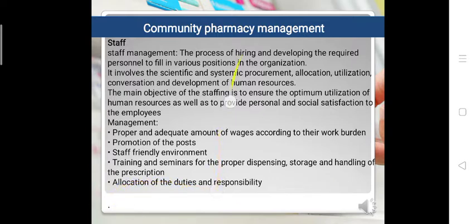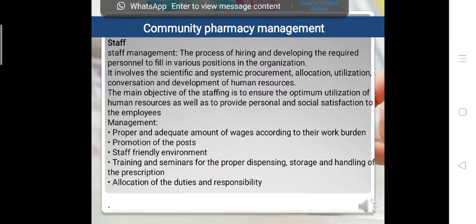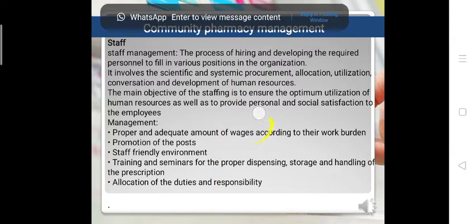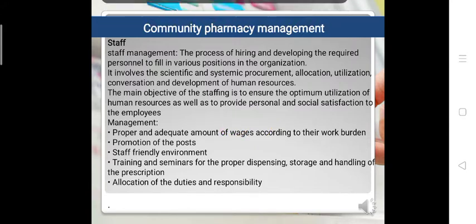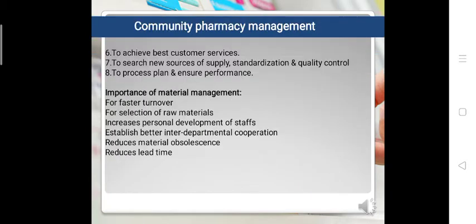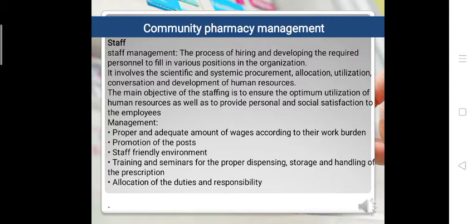So this point is repeated, so I am discussing it point by point. You need to provide adequate wages, you need to have different post promotions if they are doing good, if they are giving you good business. The staff environment should always be friendly. If they keep fighting, your business will keep having problems. You need to train them, you need to have them attend seminars so that they can work on dispensing, storage, handling of prescription, and you need to allocate the duties and responsibility to them. So that is all that comes into staff management. Okay, so you need to keep all these things in mind.